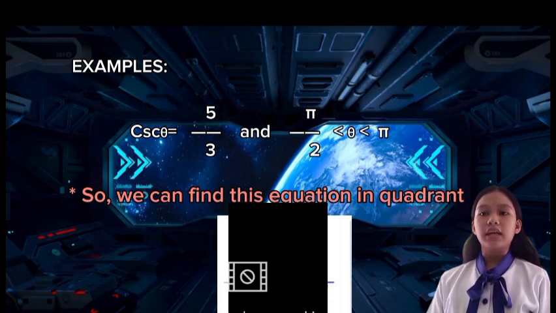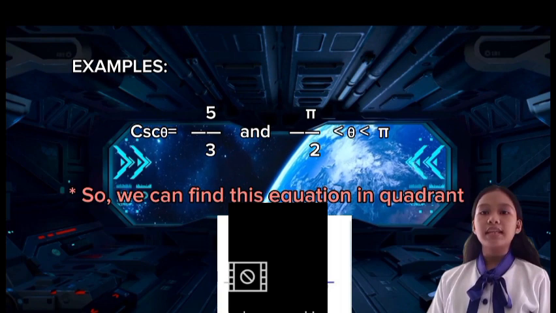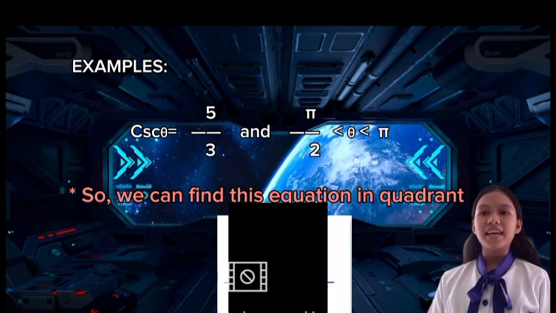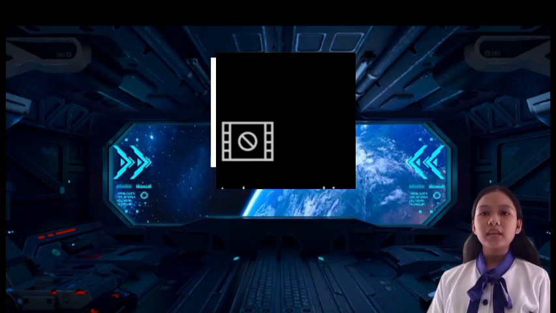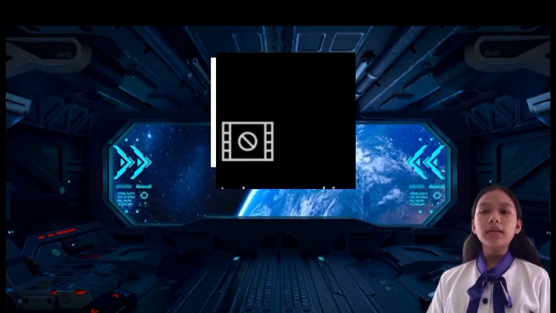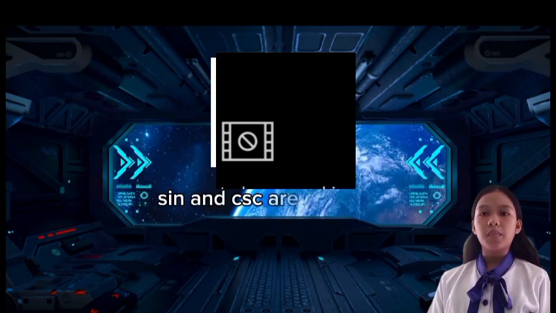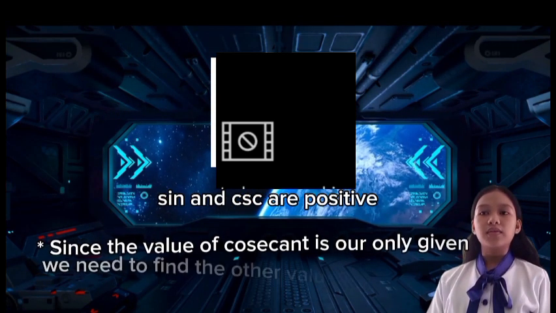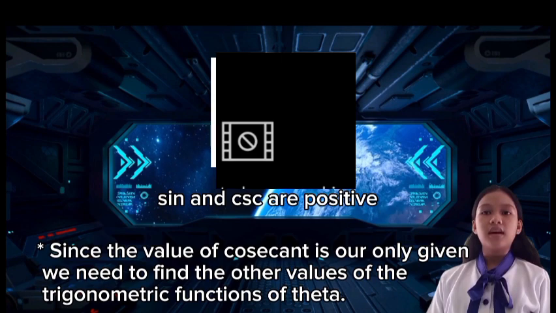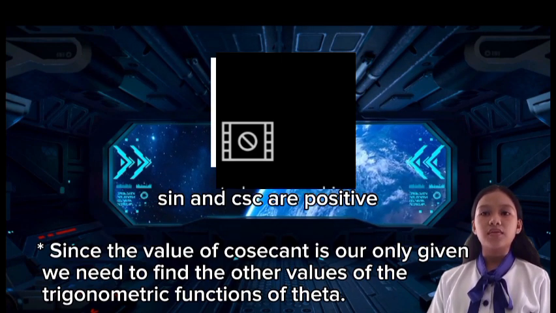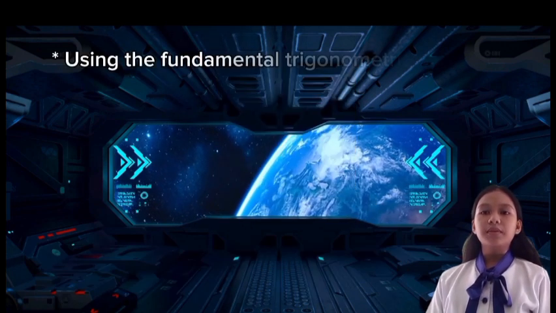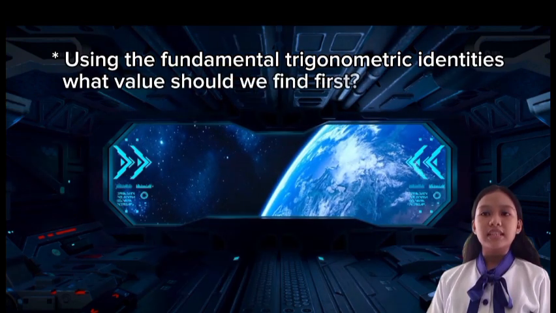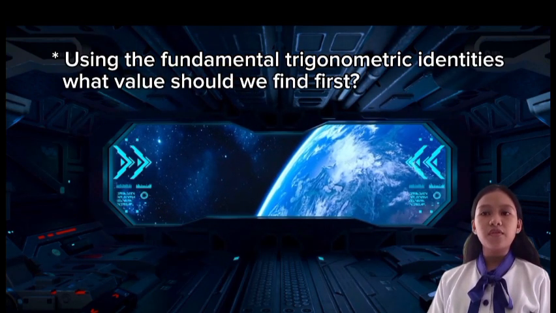So by looking at the equation, we can identify its quadrant, which is quadrant 2. In quadrant 2, only sine and cosecant are positive. Since the value of the cosecant is our only given, we need to find the other values of the trigonometric function of theta. Using the fundamental trigonometric identities, what value should we find first?